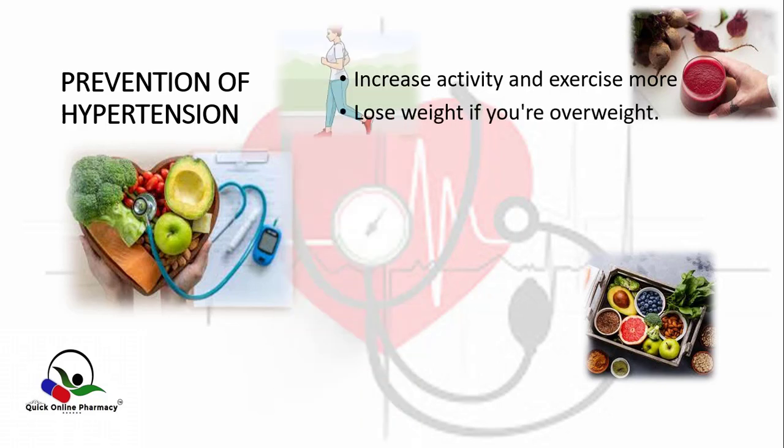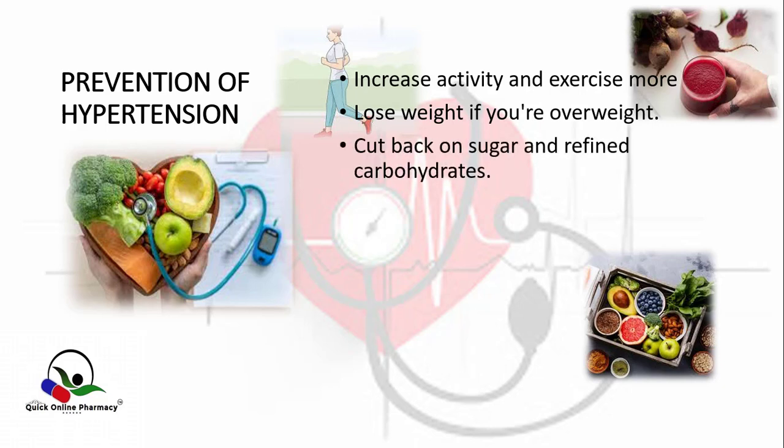If you are overweight, as we talked about obesity, it's better you do everything you can to lose weight, because obesity is also a major cause of hypertension. When you lose weight, you are safe. Cut back on sugar and refined carbohydrates. For those people who are used to taking refined carbohydrates, when you reduce them, you have reduced your chances of getting hypertension.